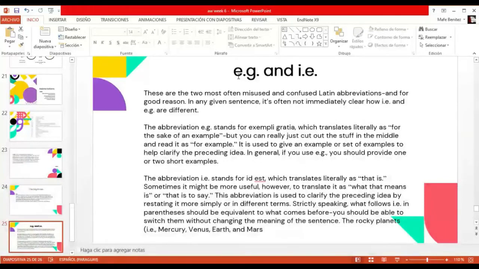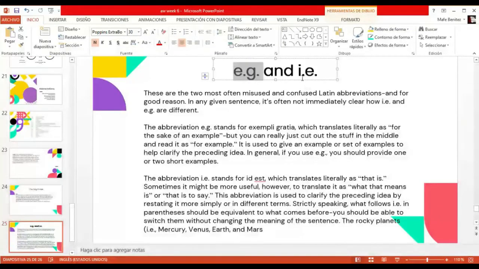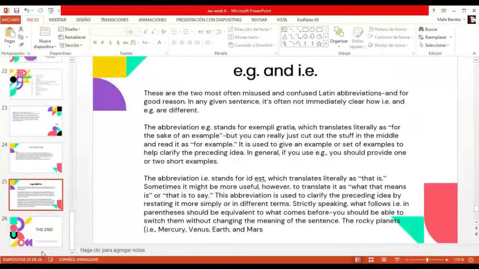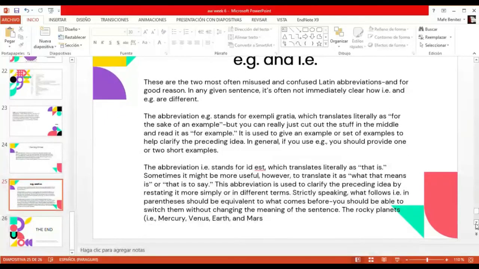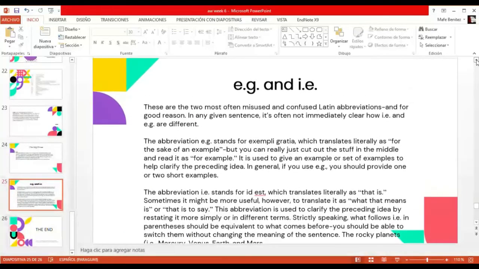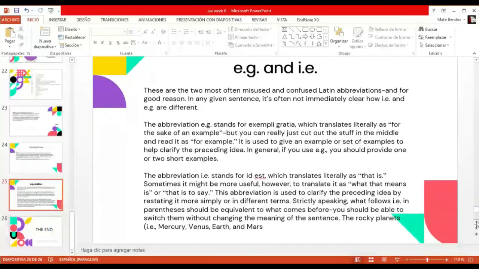And then we have exempli gratia, e.g., and i.e., which means id est. These are the two most often misused and confused Latin abbreviations, people. And for a good reason. In a given sentence, it's often not immediately clear how i.e. and e.g. are different. But we're going to talk about that.